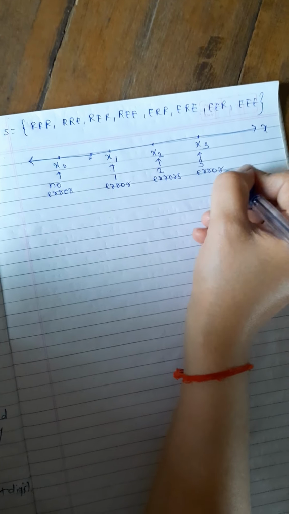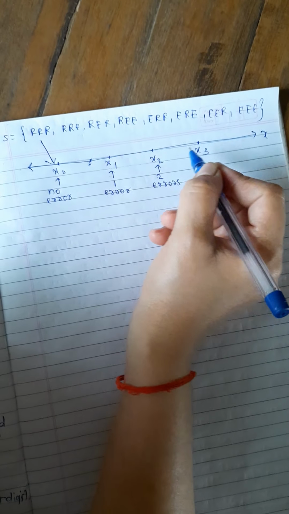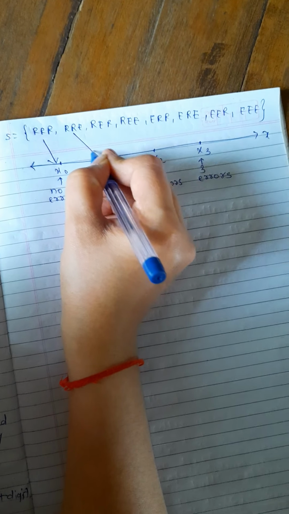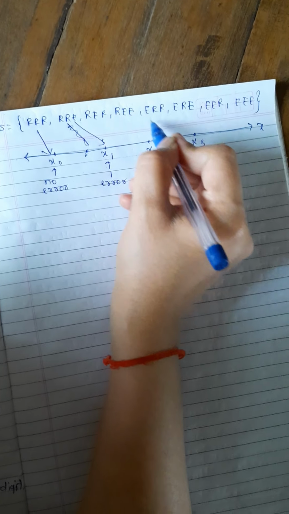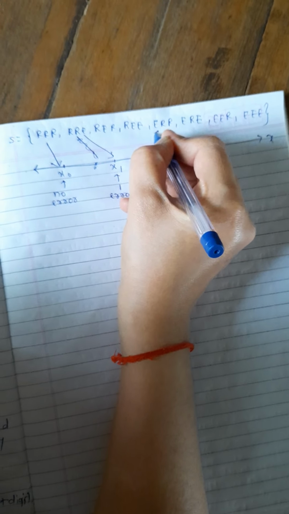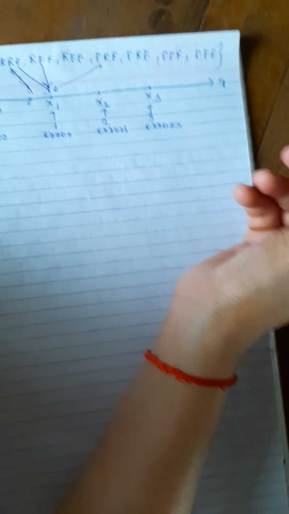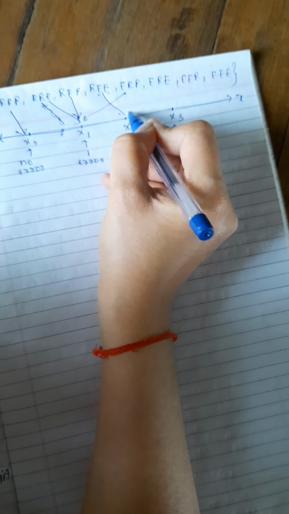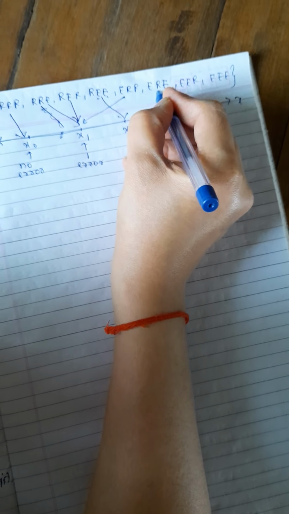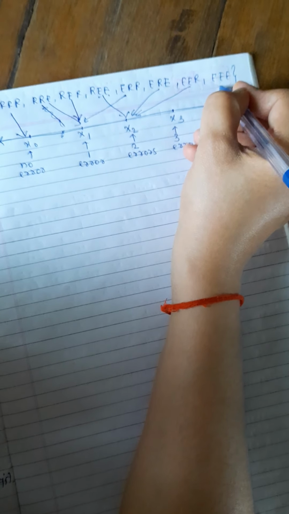So here the points are: for no error, for one error, also this one for one error, also this one for one error. Next for two errors, this one is for the two errors, this one is for the two errors, and for three errors this single one only.